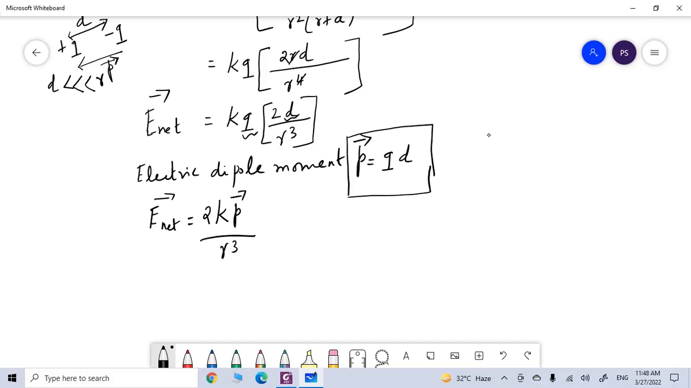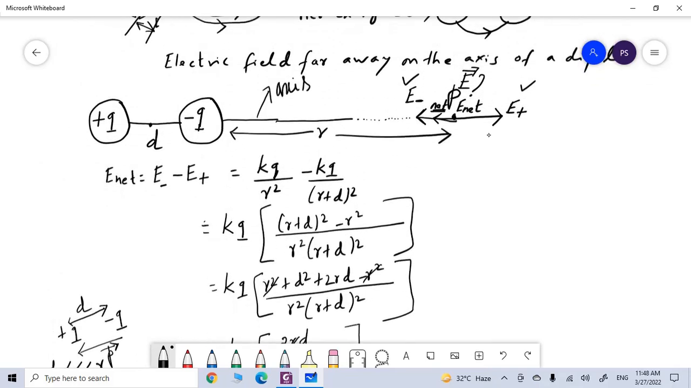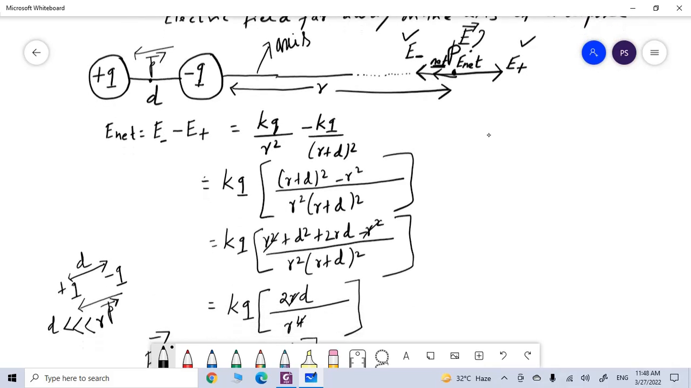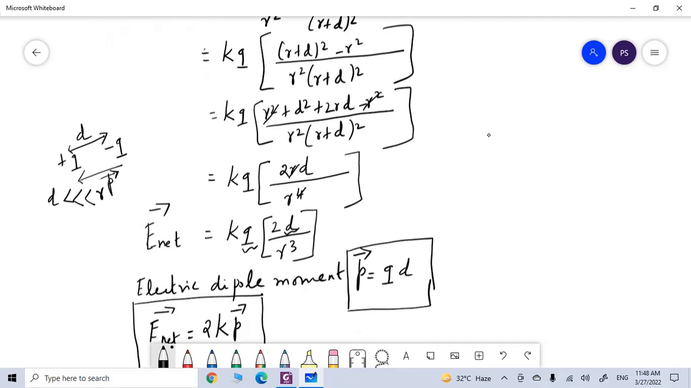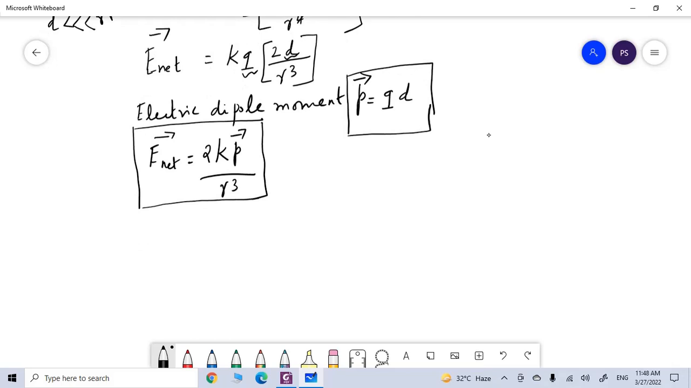Now these are vector quantities, electric field and electric dipole moment. Now we saw in the diagram, I'll come back to it. You can see here that the net electric field is pointed towards the negative charge, and the electric dipole moment is also running from negative to positive charge. That's what I said. So here the electric dipole moment and the net electric field are in the same direction. So it's very simple for us. We can write that E net, which is a vector, is always equal to 2 kp over r cube.